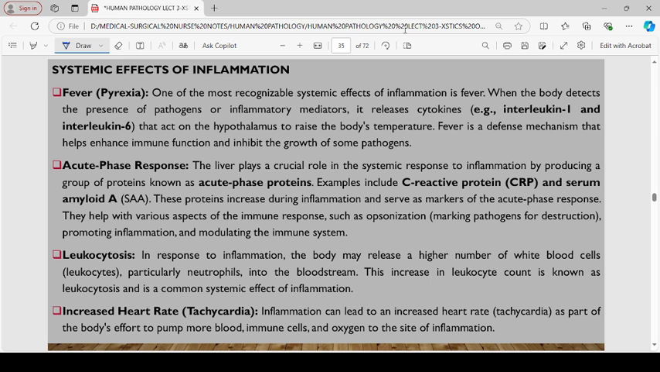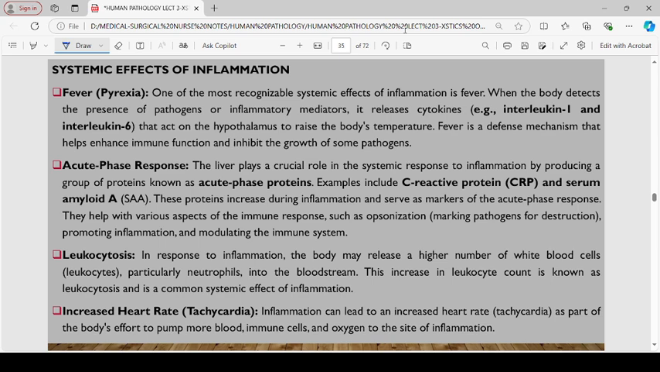So we have some of the systemic effects of inflammation, like pyrexia. Of course, one of the most recognizable systemic effects of inflammation is fever. So when the body detects the presence of pathogens or inflammatory mediators, it normally releases cytokines like interleukin 1 and interleukin 6. These interleukin 1 and 6 normally act on the hypothalamus to raise the body's temperature. So fever is a defense mechanism that normally helps enhance our immune function and inhibit the growth of some pathogens.